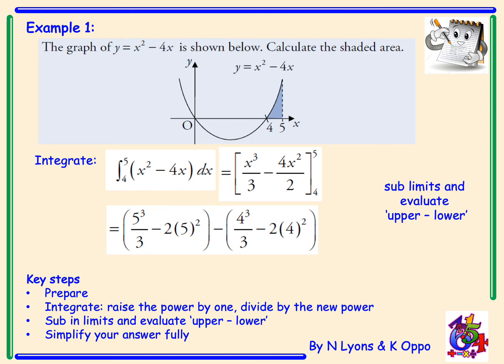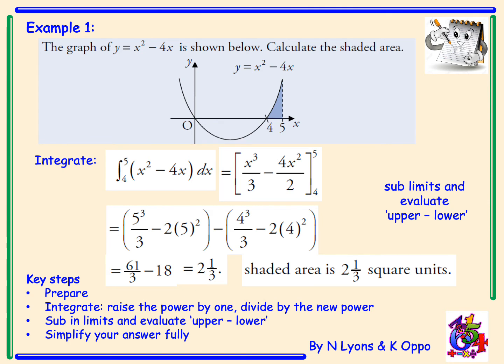Put in your 5, x is 5, put in x is 4, evaluate and subtract. We get 61 over 3 minus 18, which equals 2 1/3. Now, I missed a step there, but take the time to make sure you understand how you get from 61 over 3 minus 18 to 2 1/3, and make sure you fully understand all those steps. So that now tells us that the shaded area they've asked for is 2 1/3 square units. You must answer the question.